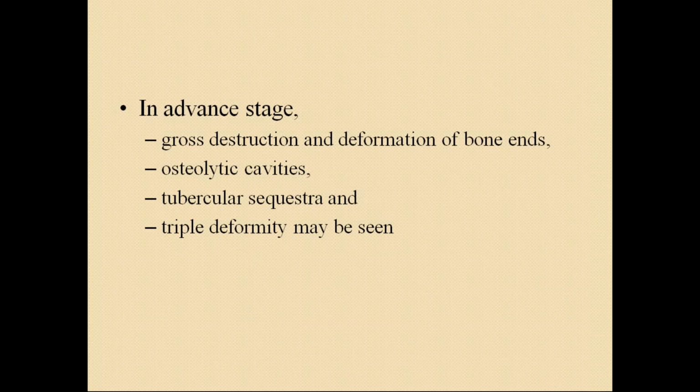So in advanced arthritis, we can see gross destruction and deformation of both ends. You can see osteolytic cavities in the distal end of the femur and proximal tibia, and we can see tuberculous sequestra, and we can see excess deformity. Usually, we can see flexion deformity and valgus deformity in an advanced stage.